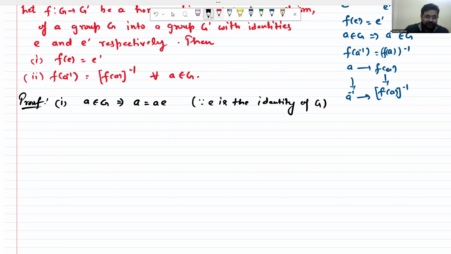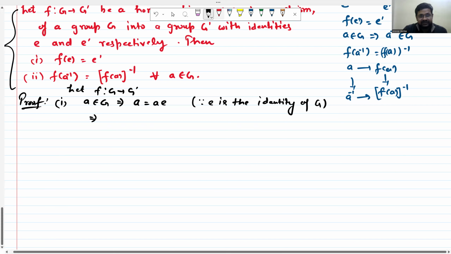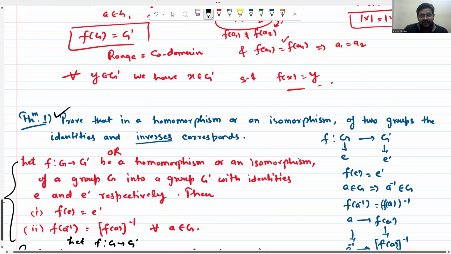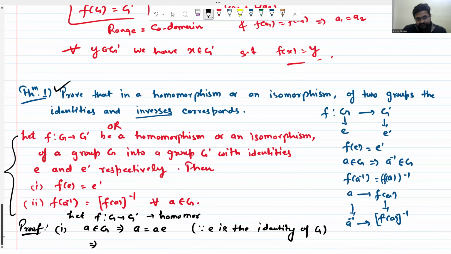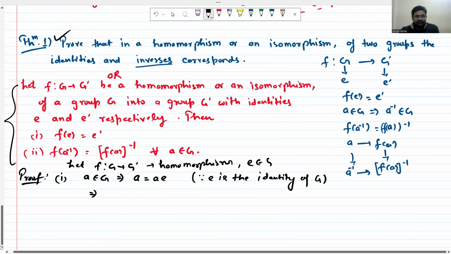So let's start with the first one. We know that A belongs to G, so definitely you can write A in this way, since E is the identity of G. Then you just apply F on A. Already you will have to mention let F from G to G dash; because I have written it earlier, there's no need to write it again. But if you are solving the first problem, you will have to write: I'm taking F as a homomorphic function, E is the identity element in G, and so on.